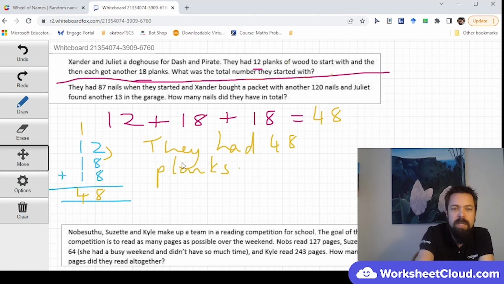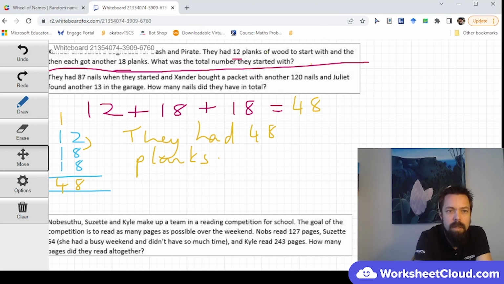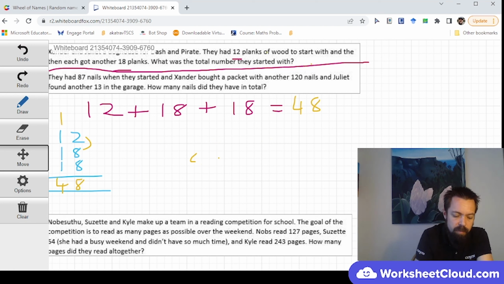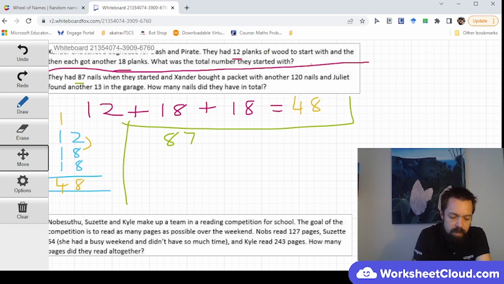All right, the next question is about the nails. They had 87 nails. I'm going to just quickly rub out my answer sentence so that I can draw this in this space down here. So they had 87 nails, and Zonda bought 120, and Juliet bought another 13.